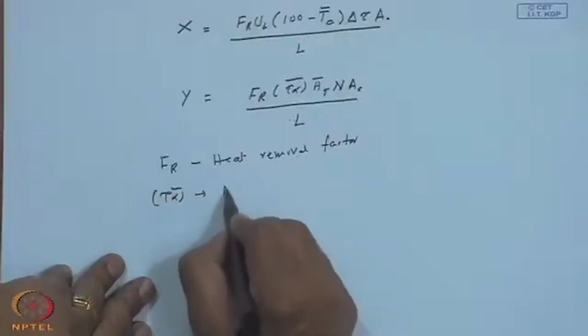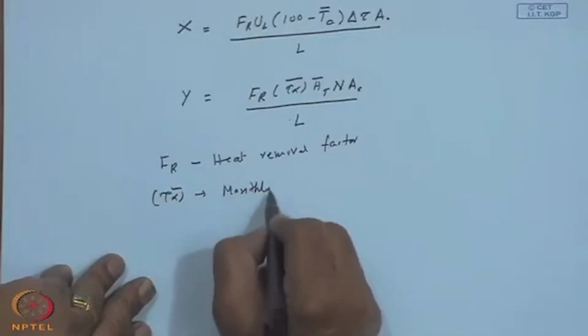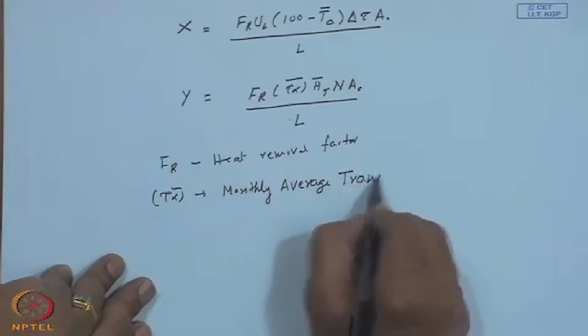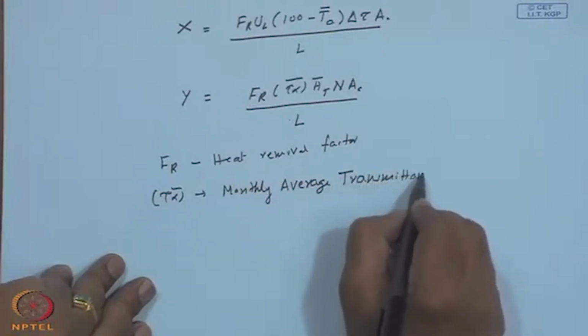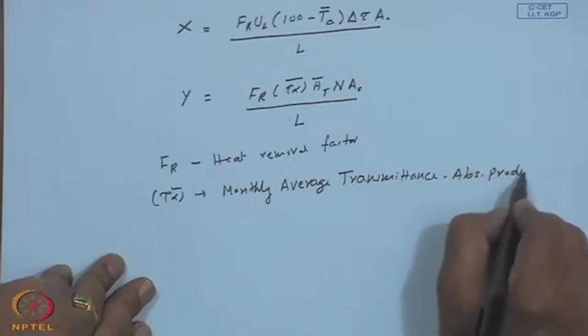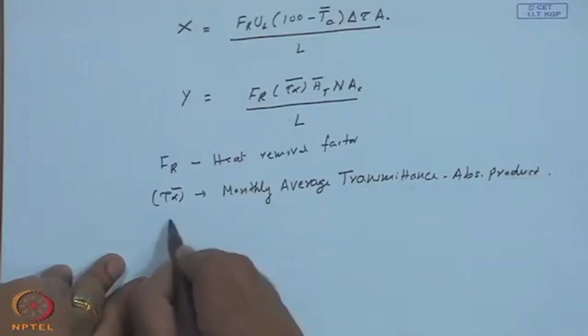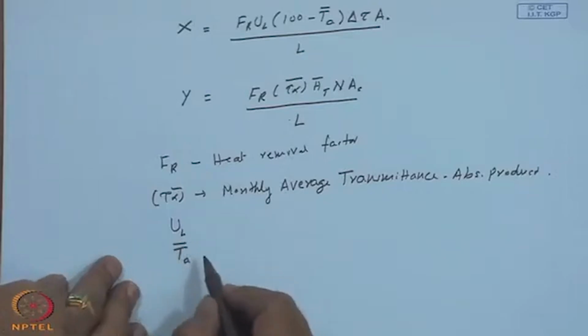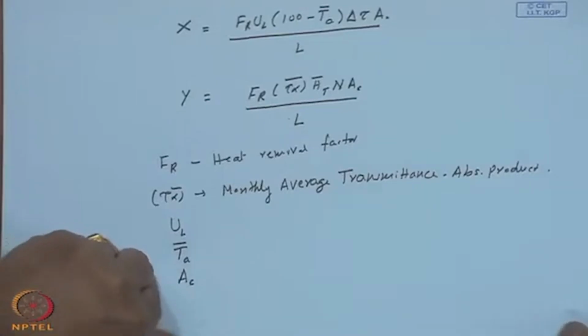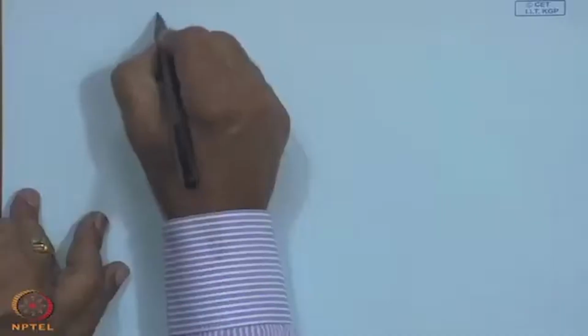and tau alpha bar is the monthly average transmittance-absorptance product. I shall write. Of course, UL is the overall heat loss coefficient, TA bar is the monthly average daily temperature, AC is the collector area, and these are all things we have written in detail in the last lecture. So, I am not repeating. N is the number of days.